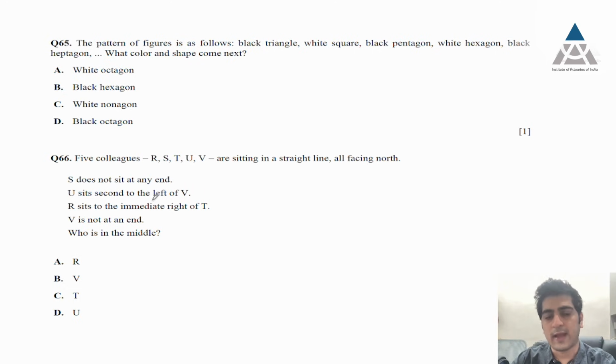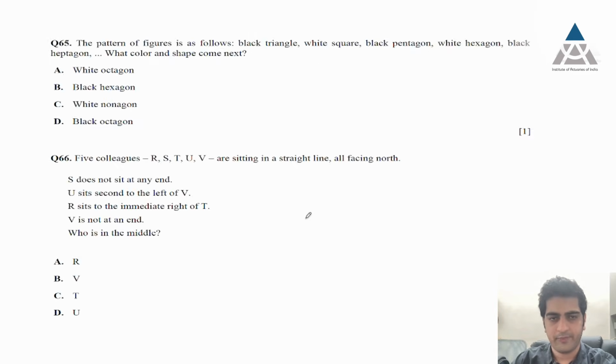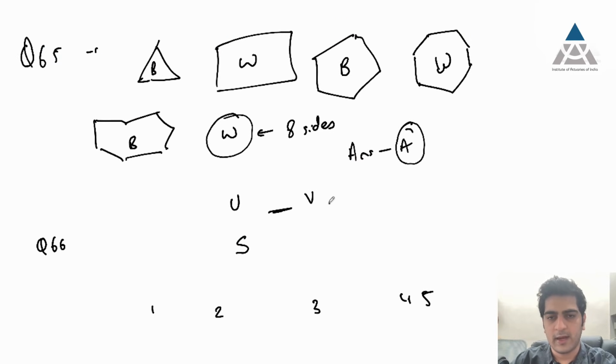U sits second to the left of V. Okay. R sits to the immediate right of T. V is not an end. Okay, so let's try to make this. U sits second to the left of V, which means wherever V is sitting, you can leave a space and then U will be there. Okay, so U dash V. We are told V is not at an end, so there will be at least 1 or 2 spaces after V. Okay.